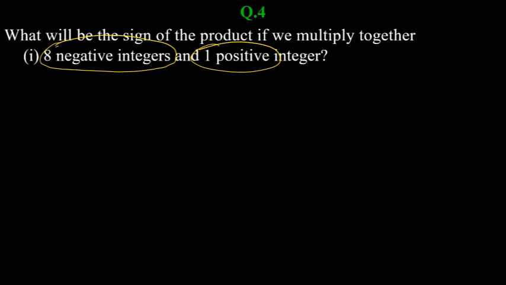The rule I told you, if you multiply even number of negatives, you will get positive result. So these are even number of negatives. This will give you positive. And you multiply it with another positive. Positive multiplied by positive will give you positive.